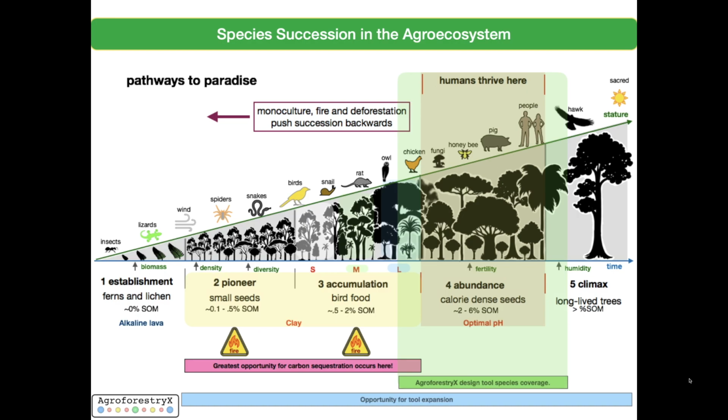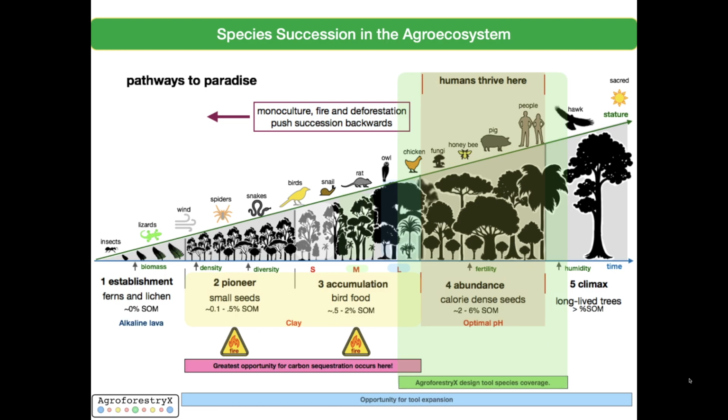The third step, accumulation, has the greatest stand density. The fourth step, abundance, has the greatest species diversity. The fifth step, climax, is the longest lived species. In the fifth step, climax, carbon moves from the soil to the canopy. Soil carbon is greatest at the outset of the fourth step, abundance, with approximately 2 to 6% soil organic matter.